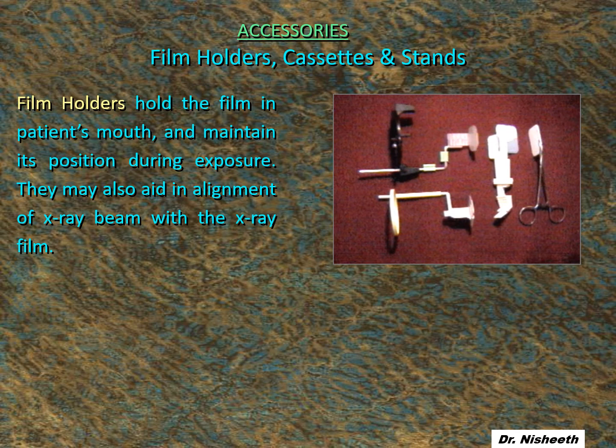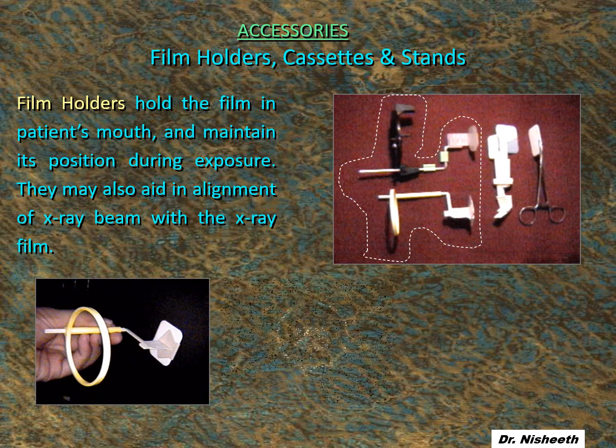These are different types of film holders. This film holder is called the snap array film holder. This is a normal artery forceps. These two are used in the bisecting technique, and this is called the Rinn XCP holder. These are used in the paralleling technique. I have already discussed all these when I talked about the bisecting and paralleling angle radiography.